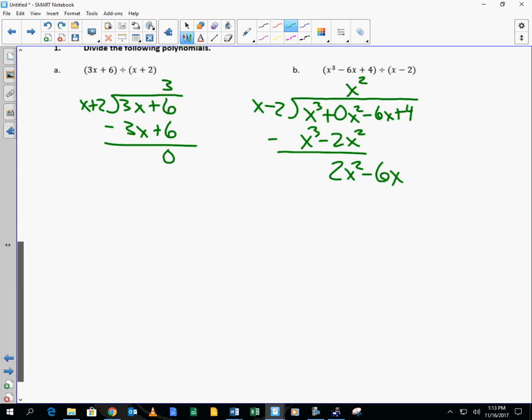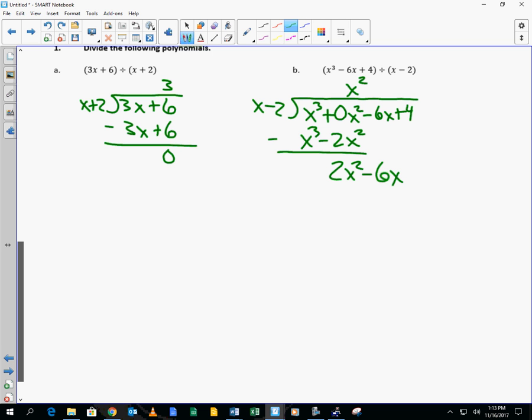Now, you might ask yourself, why do you drop the negative 6x and not the 4 as well? We're trying to create how many terms? 2. Trying to create a binomial. That's all right. Thank you for answering. And so we have a binomial here. So that's when we can stop.